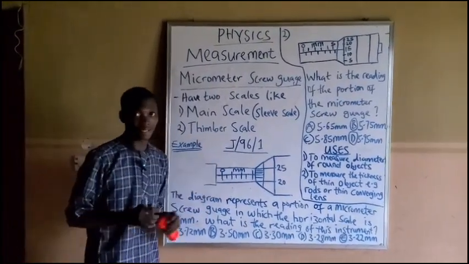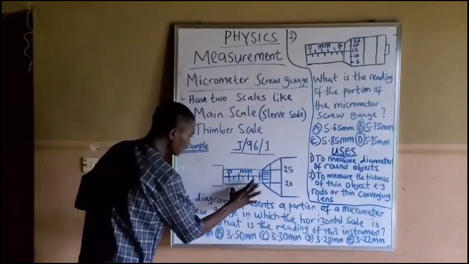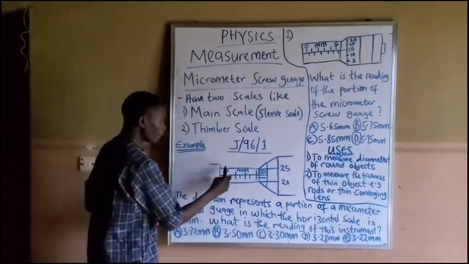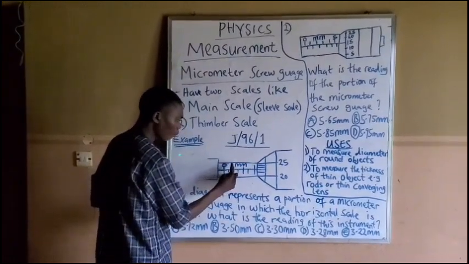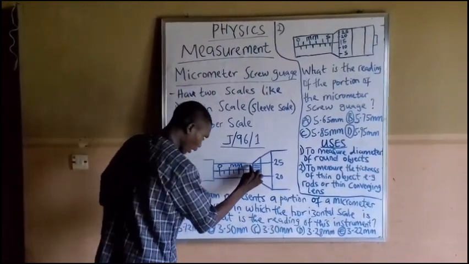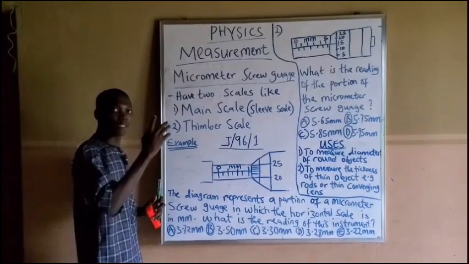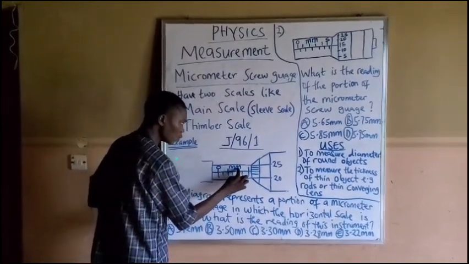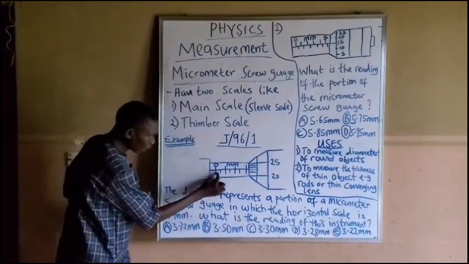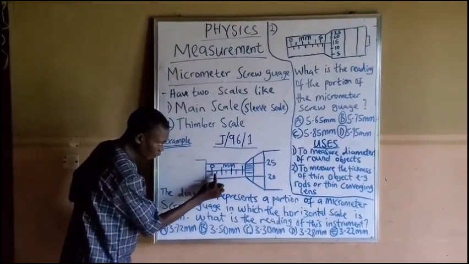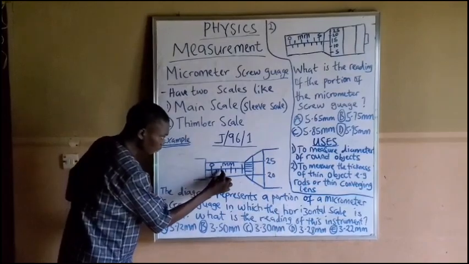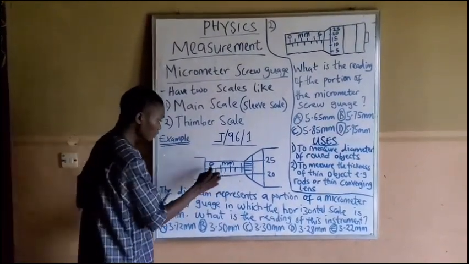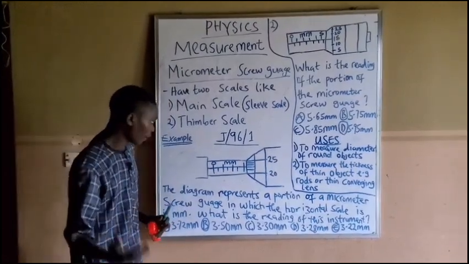Now we want to look at the reading. If you look at this main scale, from here it begins with 0. Looking at the one up here, let me say each is 1 difference: from here to here is 1, from here to here is 2, from here to here is 3. The one below, you see that it's between 0 and 1, so it will be 0.5. The one between 1 and 2 will be 1.5.